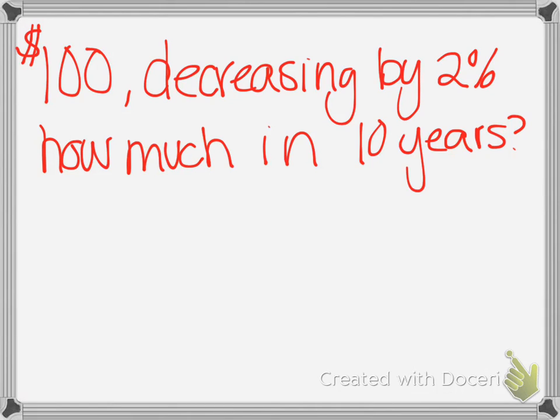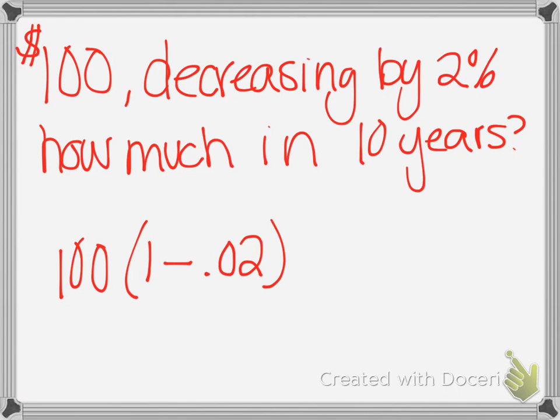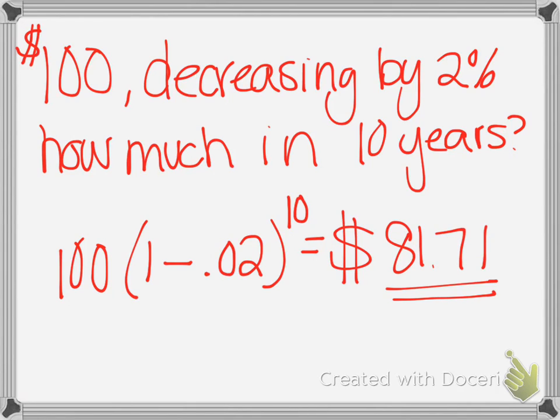So our initial value is still 100. 1 minus 0.02, because it's a decay problem, we have to remember that we're now subtracting, and to the 10th. So what we should have is a number that is smaller than 100, and when you plug it in your calculator, you get $81.71. So that makes sense.